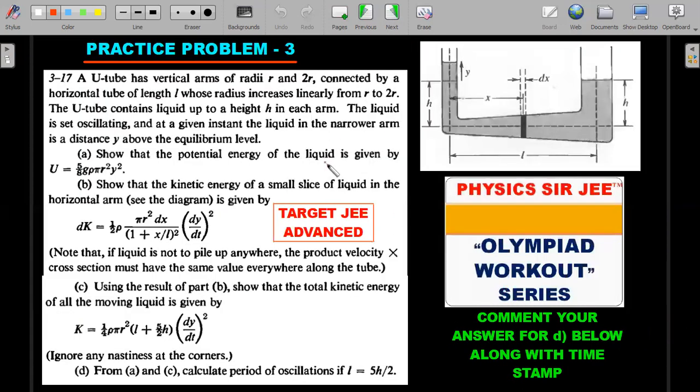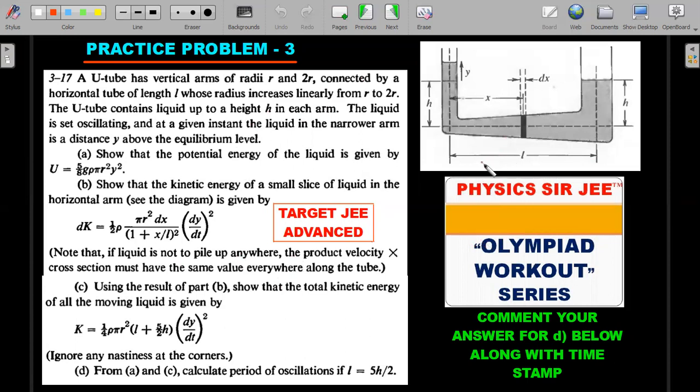So let's move on to practice problem 3. I would like to revive the Olympiad workout series. This is a subjective style problem from a standard textbook, but it's actually a target JEE Advanced question. Just because it's in the subjective format, and I'm giving it as an Olympiad workout series with the diagram here, doesn't mean JEE will not be interested in it.